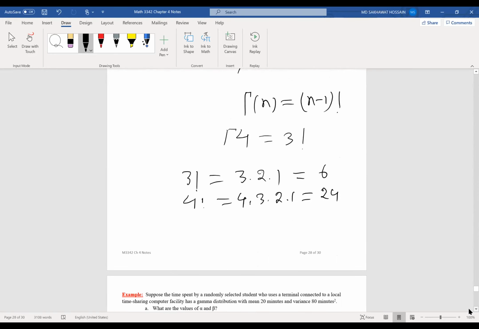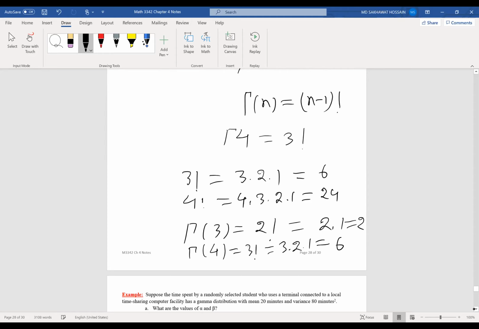Now gamma 3 will be 2 factorial, right? Because gamma n is n minus 1 factorial. So gamma 3 is 2 factorial, which is 2 times 1, so 2. And gamma 4 will be 3 factorial. That means 3 times 2 times 1. It will be 6.